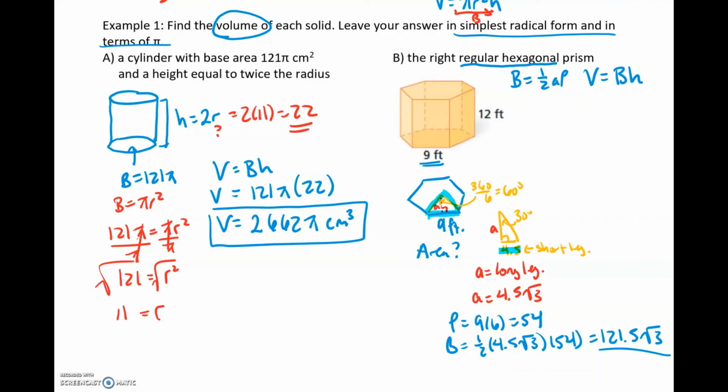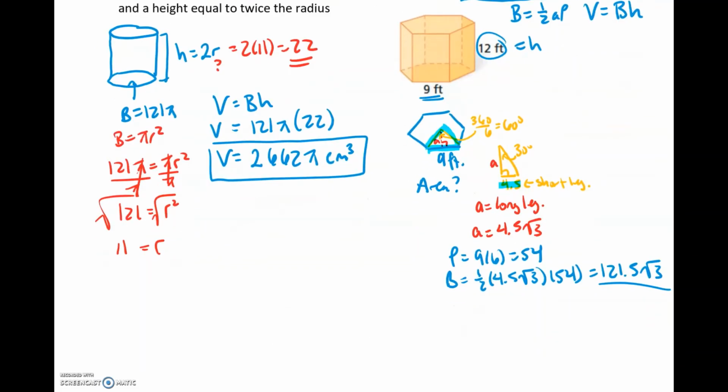Okay? So that was probably the toughest part, and that's just review. With the formula for volume, it's actually really straightforward. Once we have our pieces, we're just multiplying two numbers. The height here is just the height between the two hexagons, which is 12 feet. So once I did all that tough work to get 121.5 square root 3, it's pretty easy from there. We're just doing capital B times H, which is 121.5 times the square root of 3, times what was given to us, which is 12.